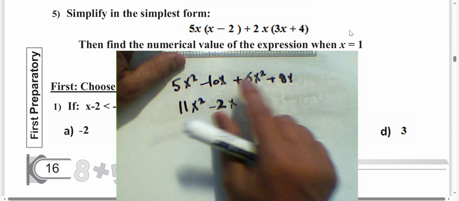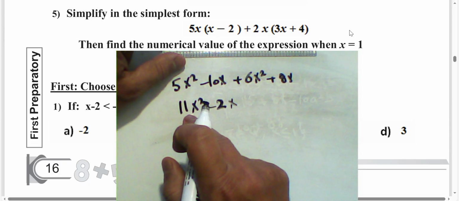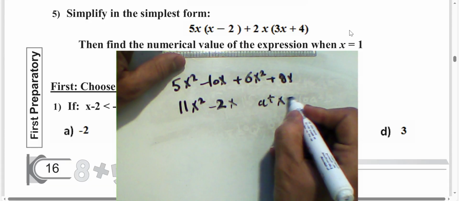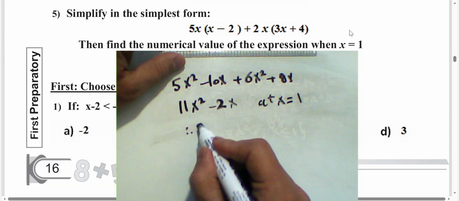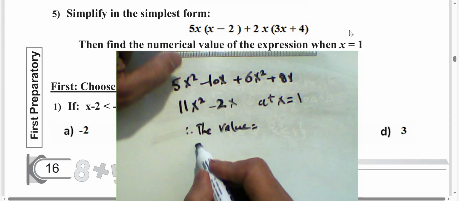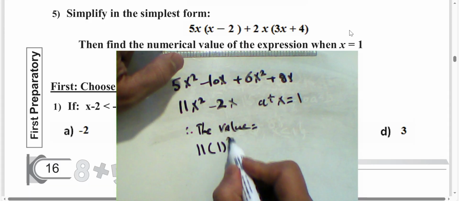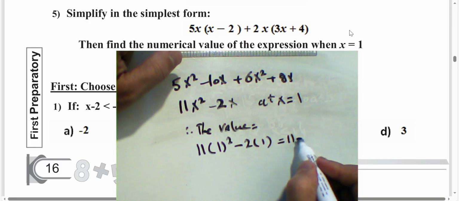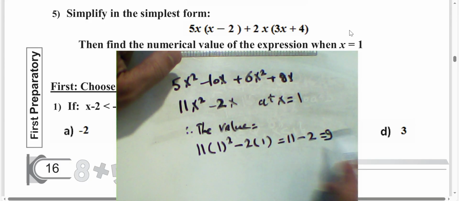Okay, in the simplest form here, 11x power 2 and negative 2x, at x equals 1, then the value will be equal to 11 product by the value of x, subtract 2 times 1. 11 times 1 is 11, subtract 2 times 1 is 2, then 11 minus 2 is 9.